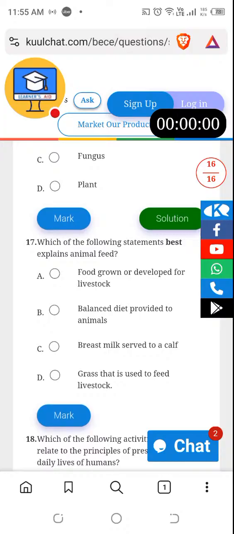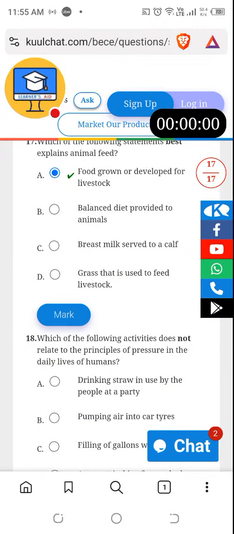bacteria. Which of the following statements best explains animal feed? Animal feed, more like agriculture. So animal feed: food grown or developed for livestock. Balanced diet provided to animals. Breast milk served to a calf. Grass that is used to feed livestock. So I'll go for A. Good. So 17 out of 17.